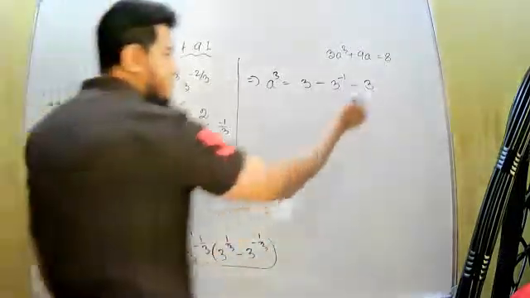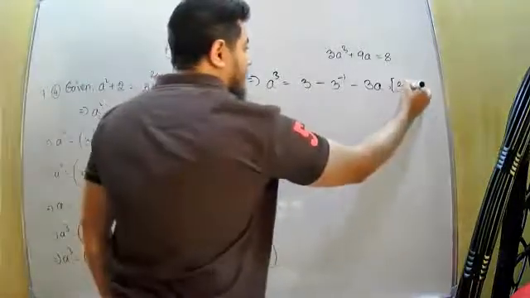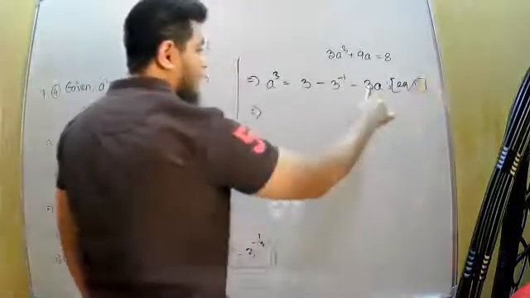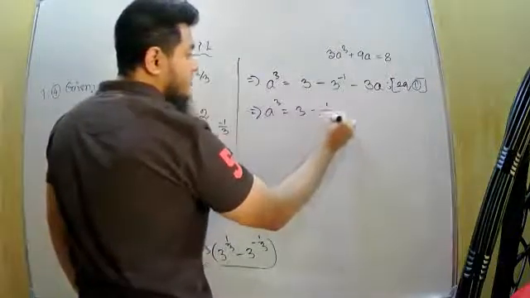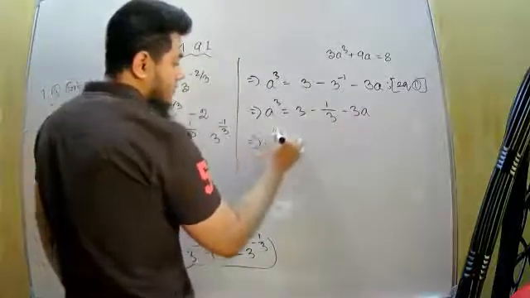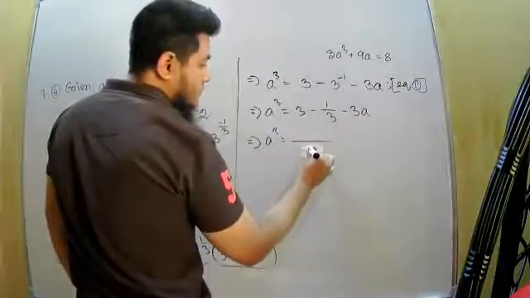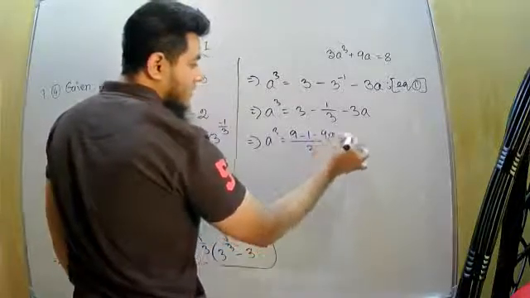Okay, so from equation 1, we have to give a side note that from equation 1 we have got this. So a cube is equal to 3 minus 1 by 3 minus 3a. So a cube will be equal to, it will be 9 minus 1 minus 9a.